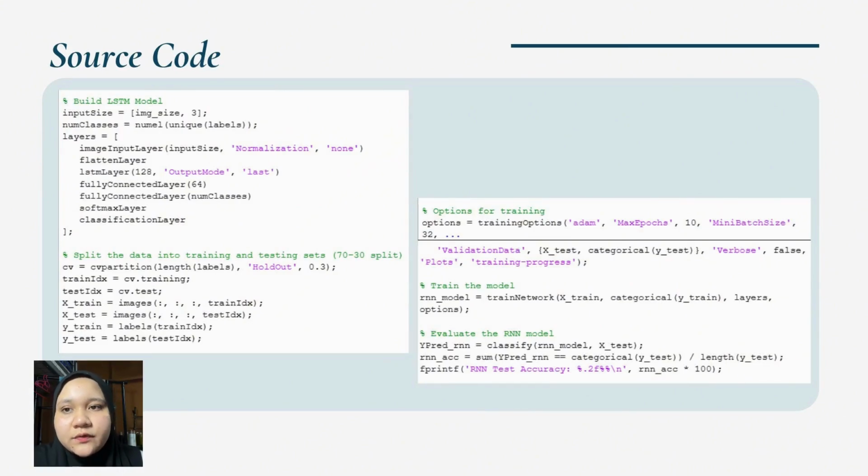After that, we will evaluate the RNN model. For the model training, the LSTM network is trained using the training data, which is x_train and y_train. After training, the model is tested on the testing dataset, which is x_test. Then the accuracy is computed by comparing the predicted labels y_pred_RNN with the true labels y_test. Next, the output. The test accuracy is printed, showing how well the RNN performs on unseen data.